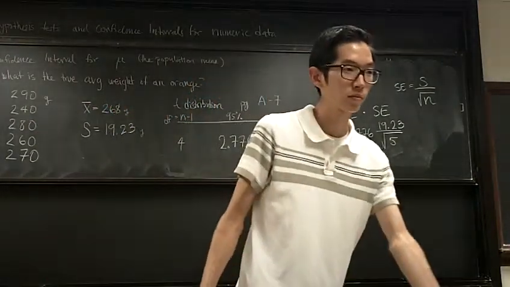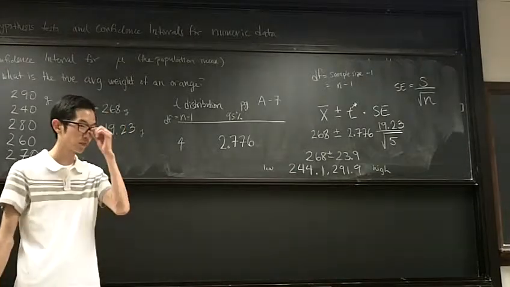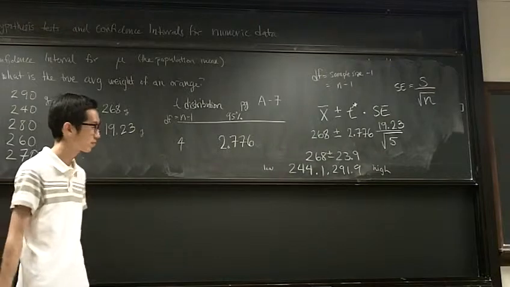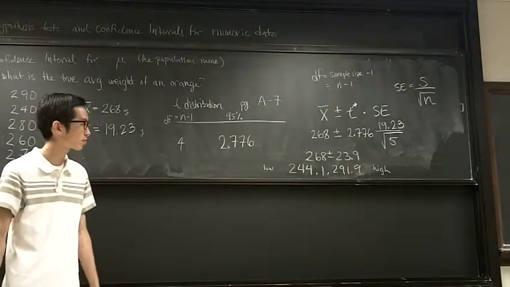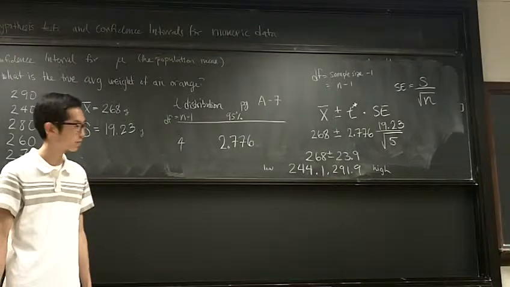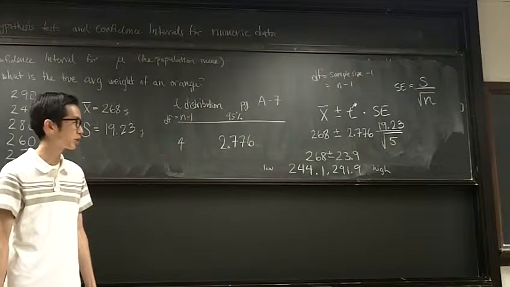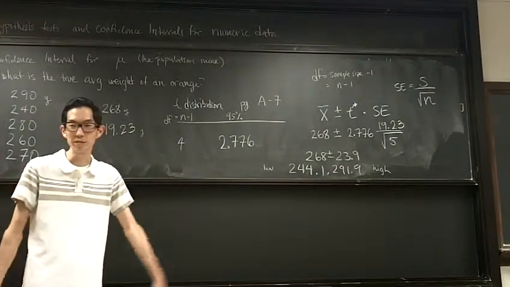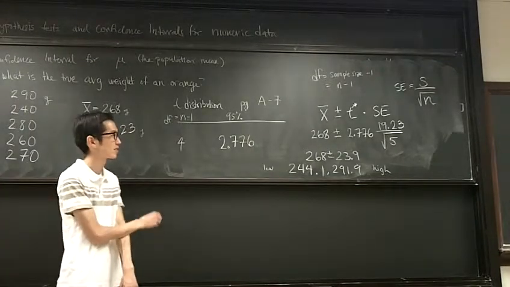So you would say you're 95% confident that the average weight of an orange is between 244.1 and 291.9. Exactly. I entered the same numbers you did, but I got 291.8 for the second number. 291.87 probably. Well, I rounded up. Okay, that's close enough.